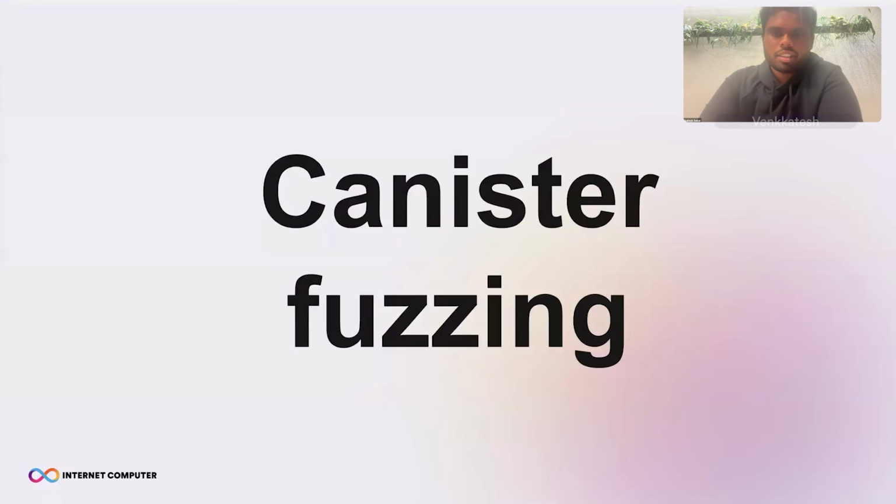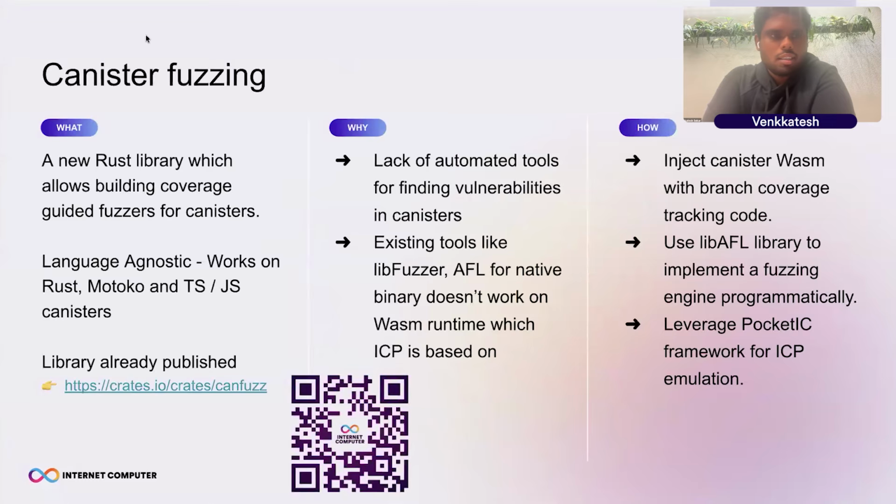Hello, everyone. I'm Venkatesh, from the product security team at Dfinity, and today I'm going to talk about canister fuzzing. What's canister fuzzing? It's a new Rust library which allows you to build coverage-guided fuzzers for canisters. It's language agnostic. Since it works on the WASM level, you can use it on any type of canister, like Rust, Motoko, TypeScript, or JavaScript canisters. The library has already been published, and I want you to go there and test it out.